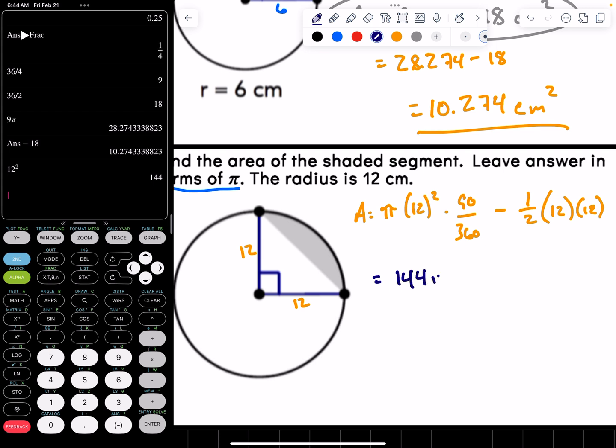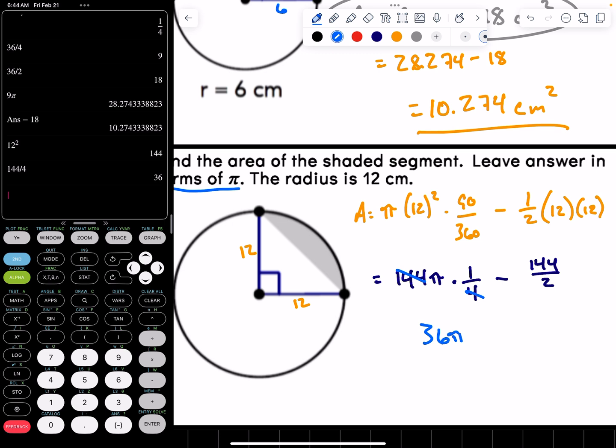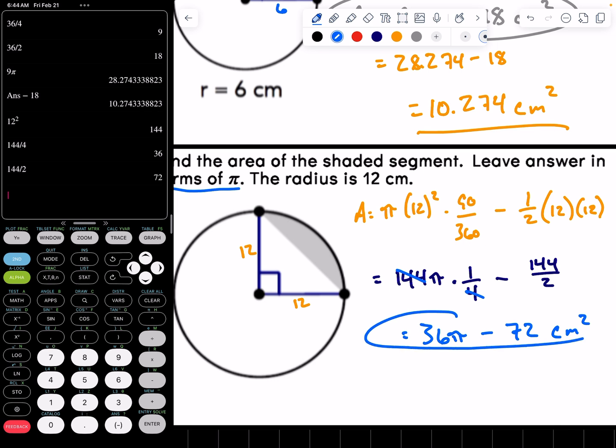So 144 pi times, we know 90 over 360 is 1/4. We should get really good at remembering that. Minus, we did 12 times 12 already, that's 144 over 2. And you should start seeing a pattern here. They should all look pretty similar. So that's going to cancel out. We end up with 36 pi minus 144 divided by 2, 72. And that would be our answer if we left it in terms of pi.